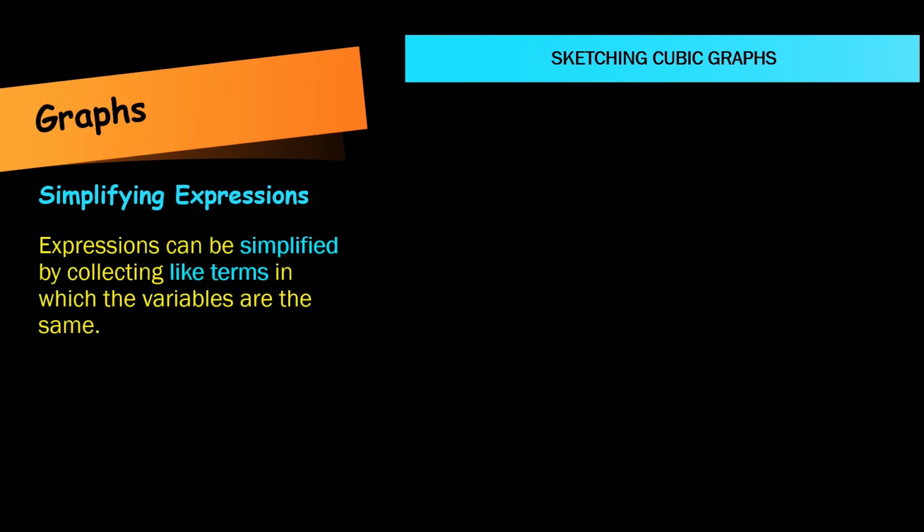Before we take a look at exercise 2, let's take a quick look at how we simplify expressions. Essentially, when we're simplifying expressions, we're collecting like terms in which the variables are the same together. So, for example, in this expression, 2a plus 3b minus a plus 5b, if we collect all the like terms together, 2a minus a then becomes a, and of course 3b plus 5b then becomes 8b.